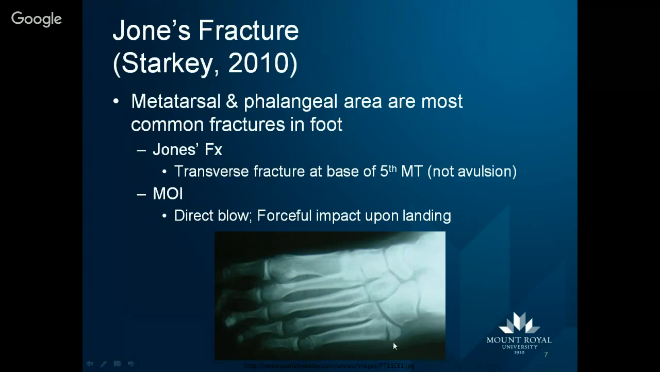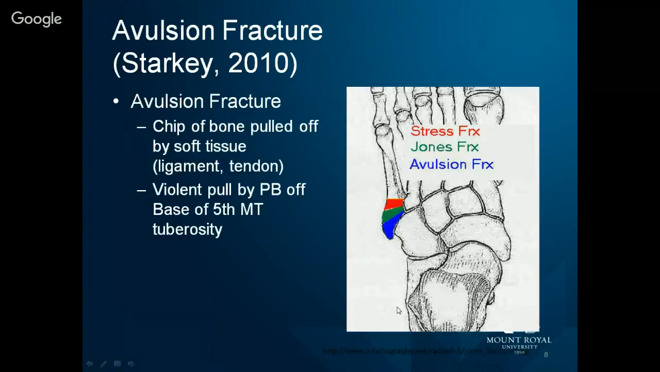Another fracture that can occur on the lateral side of the foot is an avulsion fracture caused by a forceful tug or tension coming from the posterior, coming from the peroneus brevis or fibularis brevis. And again, this is an avulsion fracture where the tendon pulls a piece of bone off the tip of the base of the fifth.